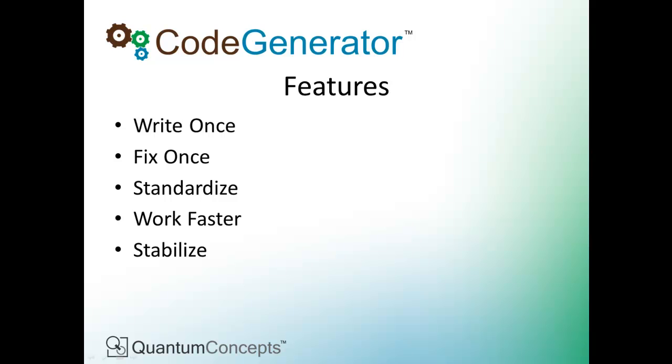First off, you write your code once in the form of an XSLT template. This is the backbone of the CodeGenerator system. Fix once. Since numerous classes will be built from your XSLT templates, when an issue is found, you simply fix the template, and the fix is applied to all files which are generated from that template. CodeGenerator helps you standardize. No more handwriting the same classes over and over. This greatly simplifies coding standard enforcement because instead of writing numerous similar classes, CodeGenerator generates them all from a common XSLT template. Once you're familiar with XSLT templates, you can work faster.